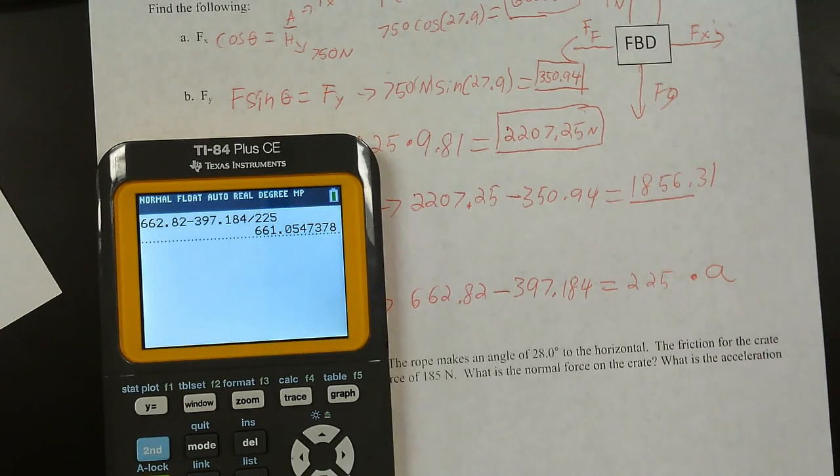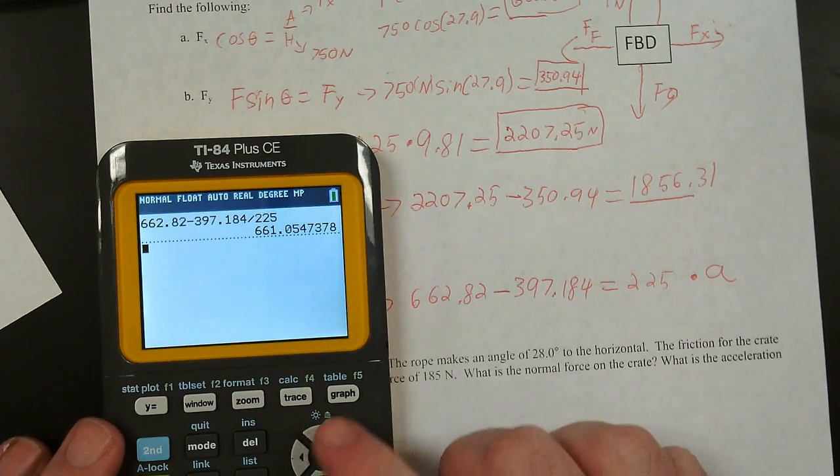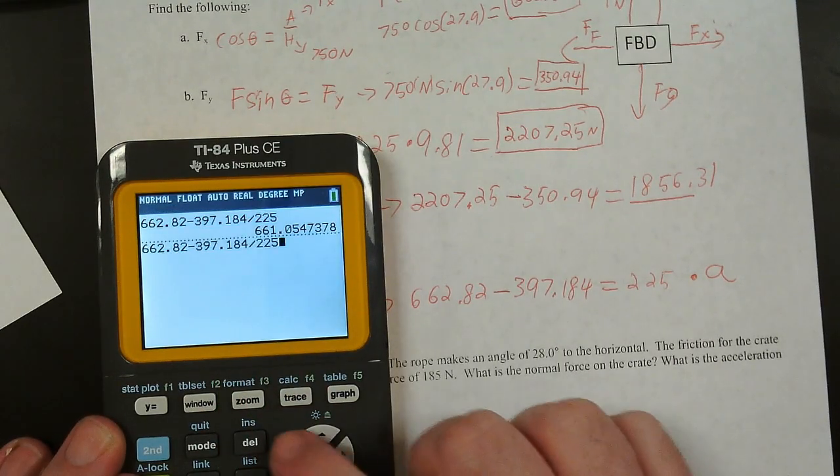The reason that doesn't work is because the calculator is doing exactly what you tell it to do, not what you think it's doing. It is going to follow order of operations, PEMDAS. It is going to do division first and then addition and subtraction. That is not what we want to happen here. How do I fix this? I use parentheses.